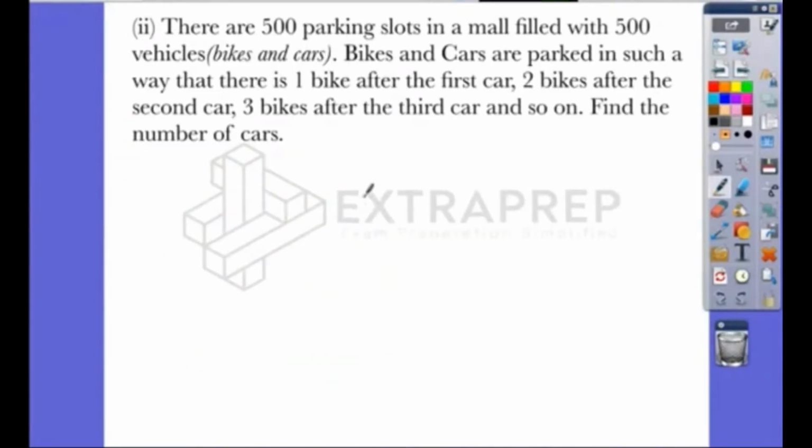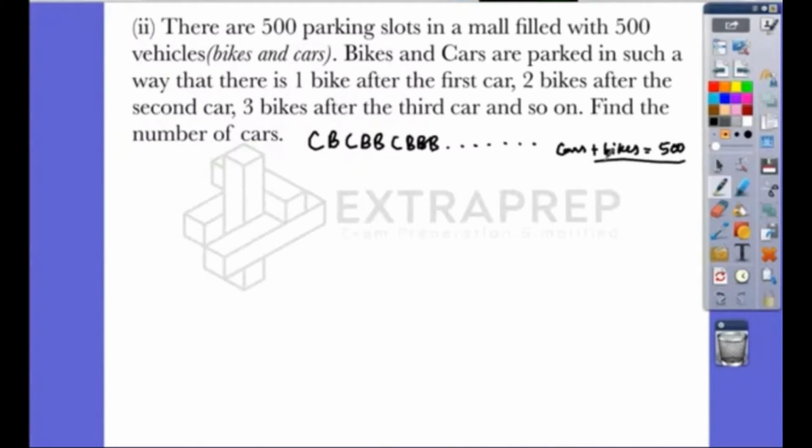See, look at this question. There are 500 parking slots in a mall, filled with 500 vehicles. Bikes and cars are parked in such a way that there is one bike after the first car. So first there is a car and there is one bike. 2 bikes after the second car. Then there is another car and there are 2 bikes. 3 bikes after the third car. There is another car and there are 3 bikes. And it goes on like this. And total cars and bikes together is 500. We need to find the number of cars.